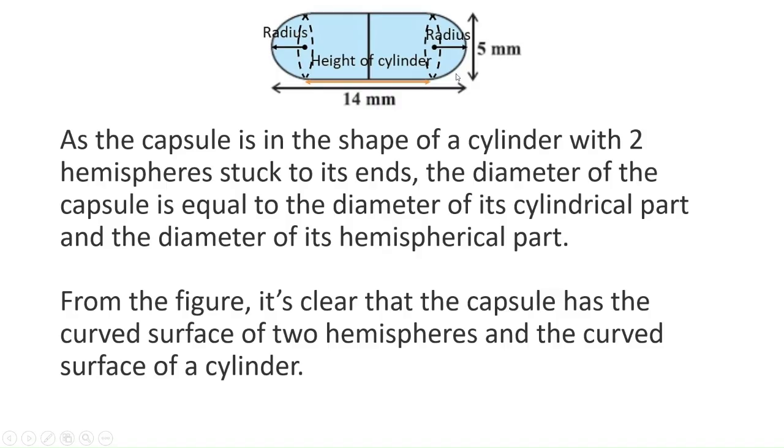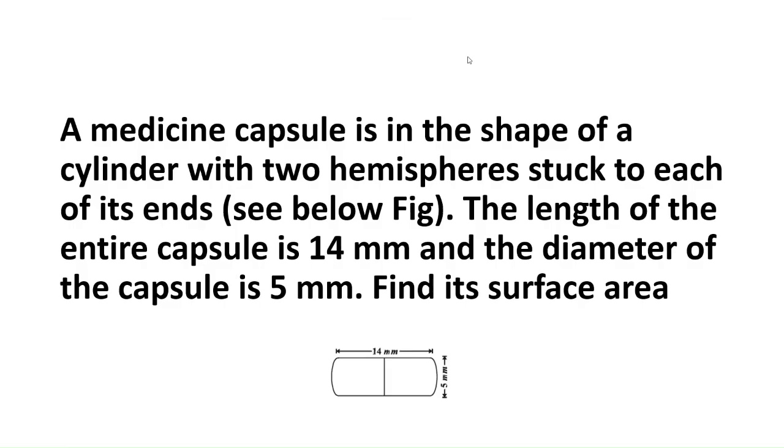So it is in the form of a cylindrical shape, and on both sides there is a hemisphere. Okay, and the length of the capsule is given as 14 mm. Mm means millimeters, that we know, and the diameter of the capsule is 5 mm. That is provided as the data in the sum. The length of the entire capsule is 14 mm and the diameter of the capsule is 5 mm.